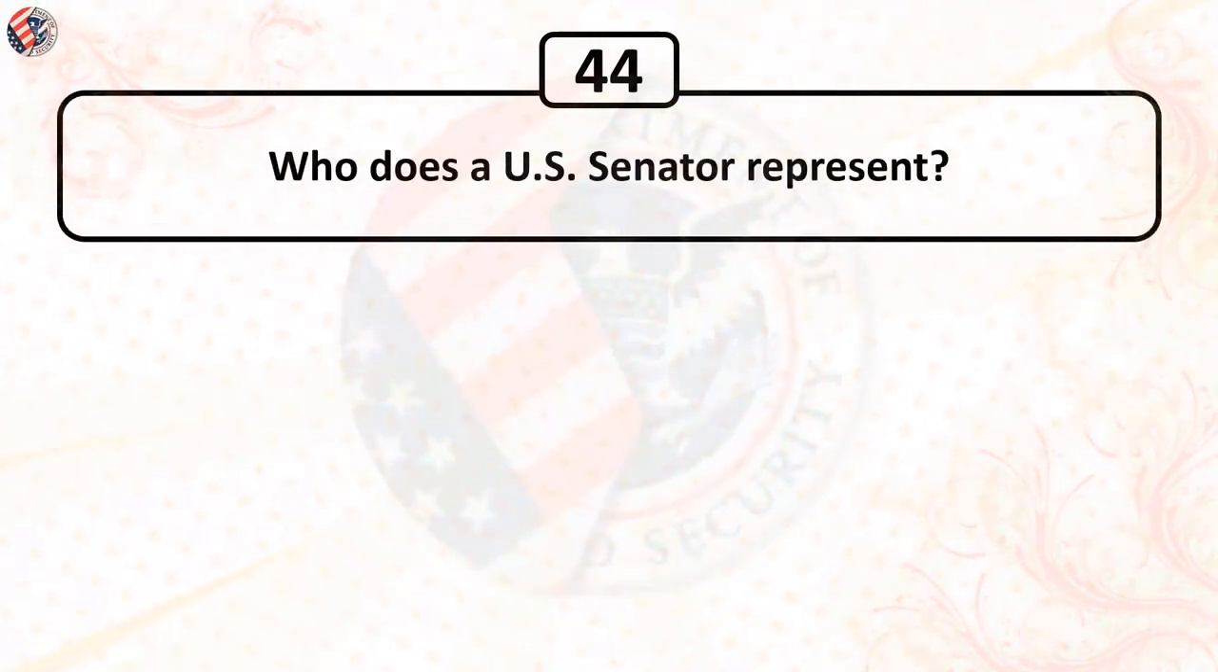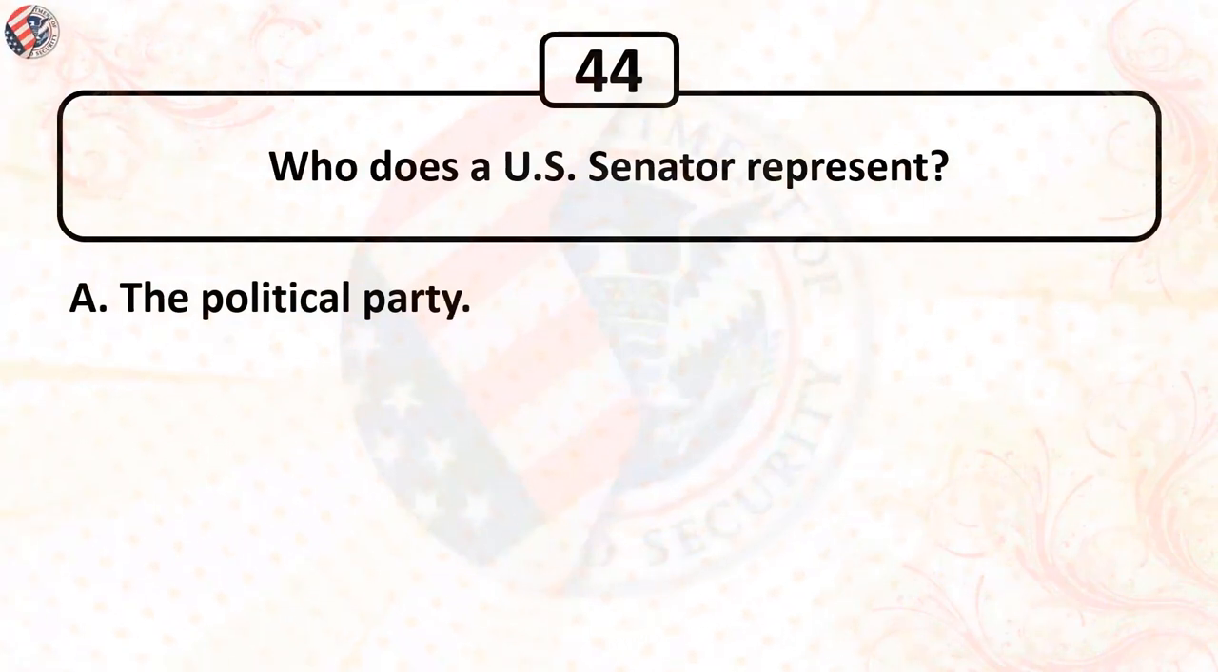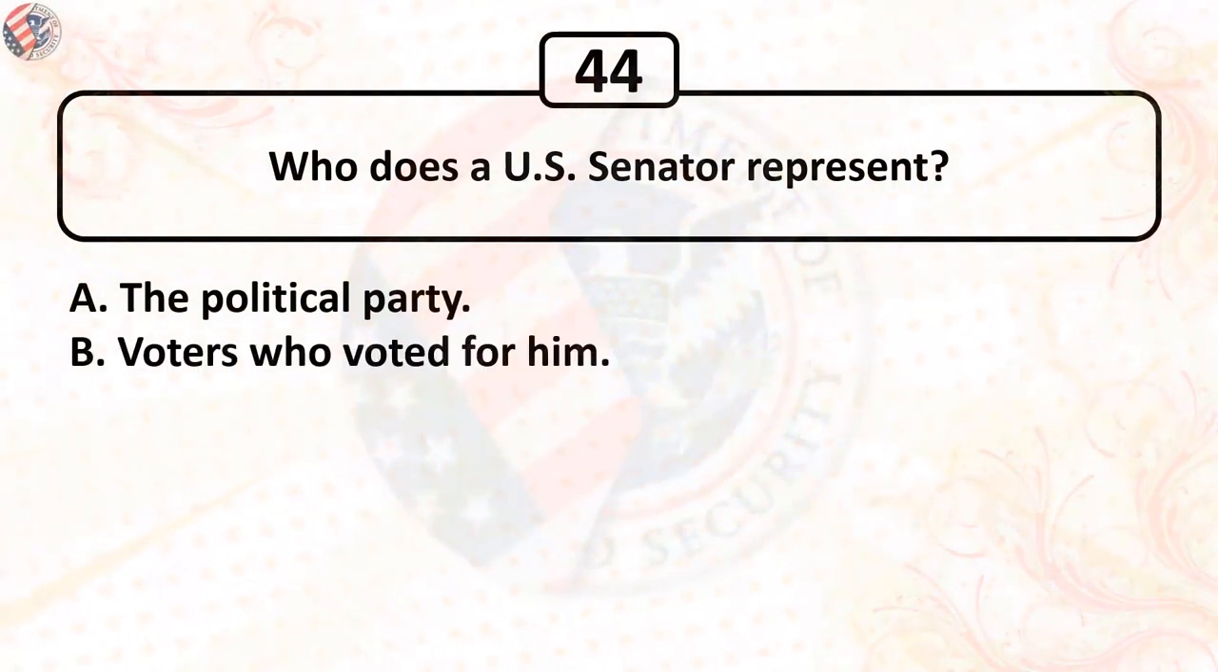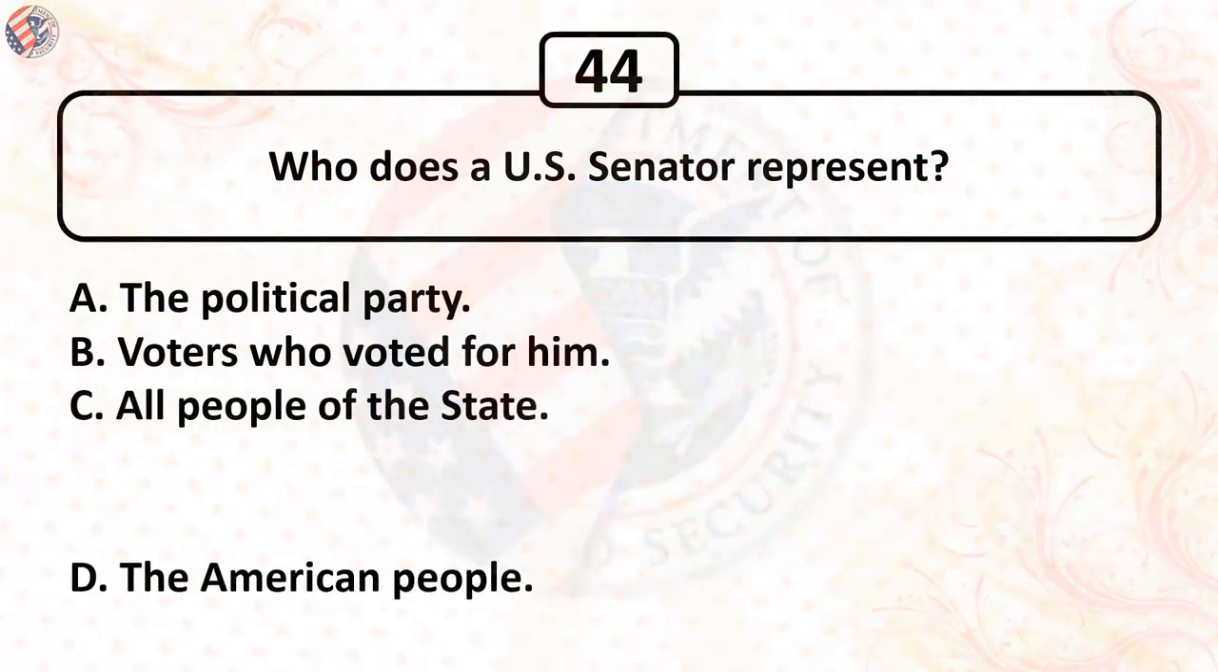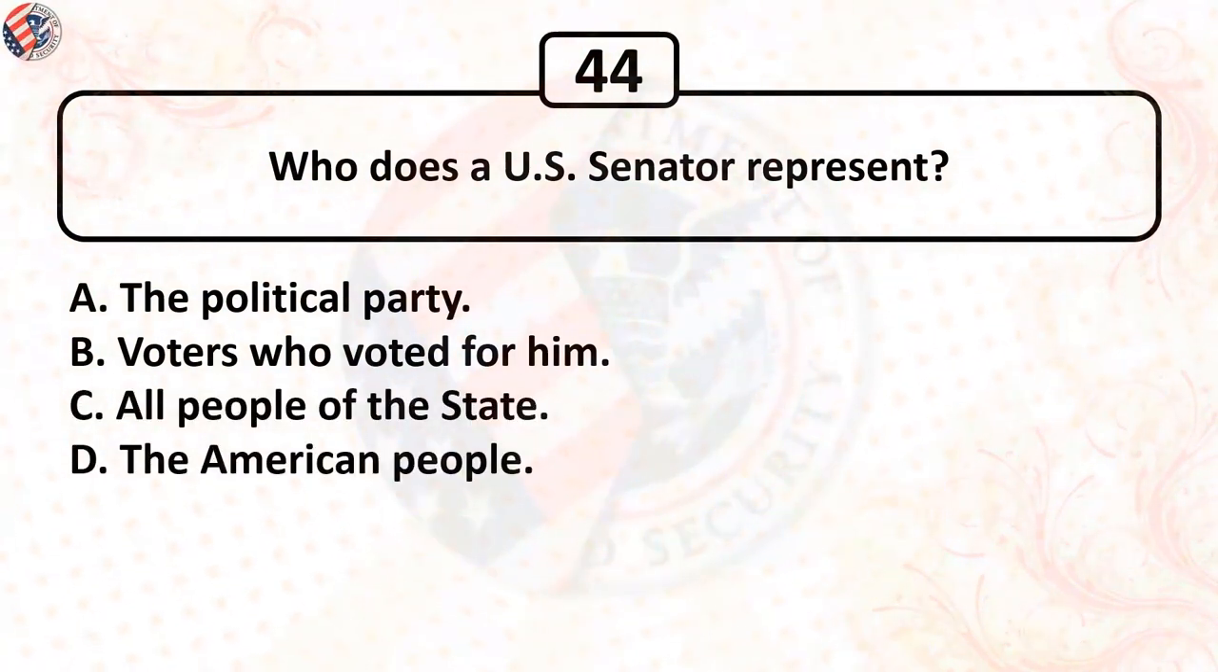Who does a U.S. Senator represent? A. The political party. B. Voters who voted for him. C. All people of the state. D. The American people.